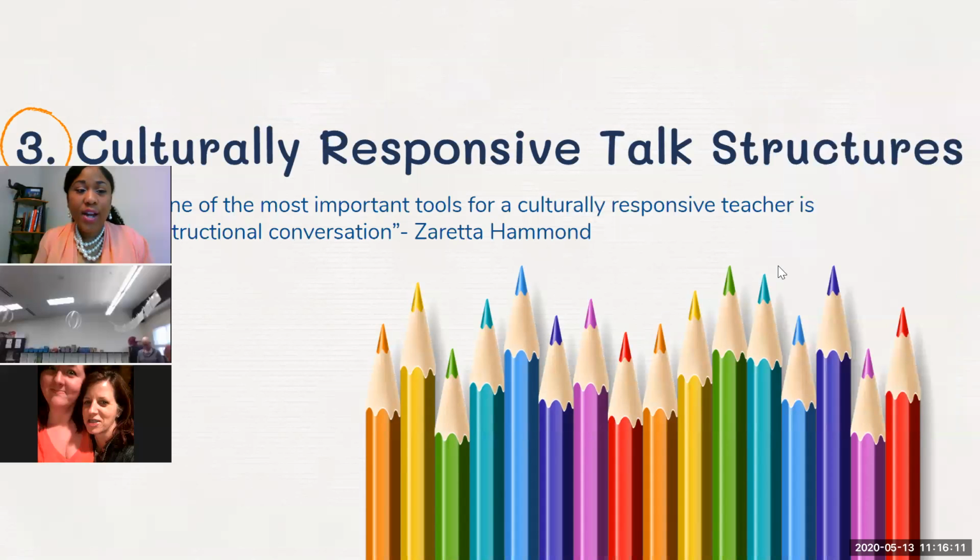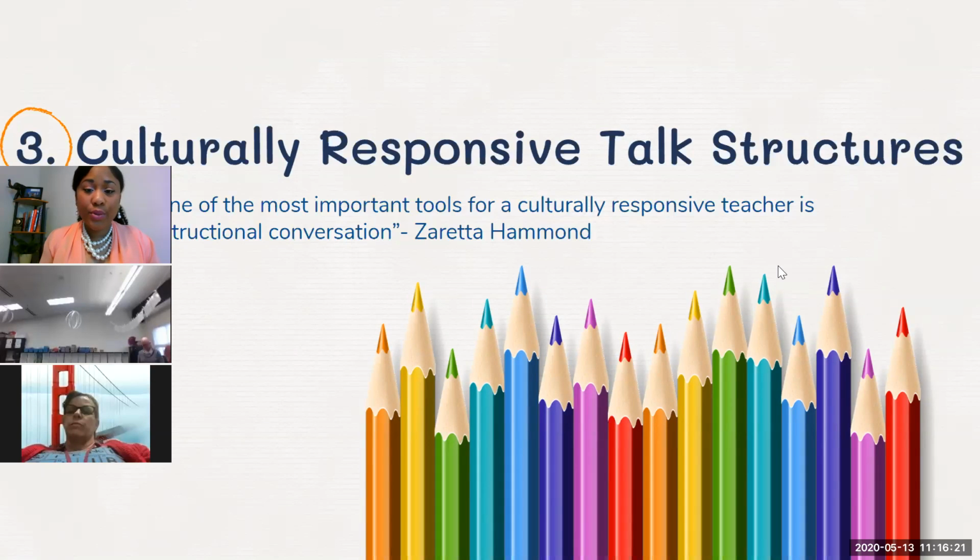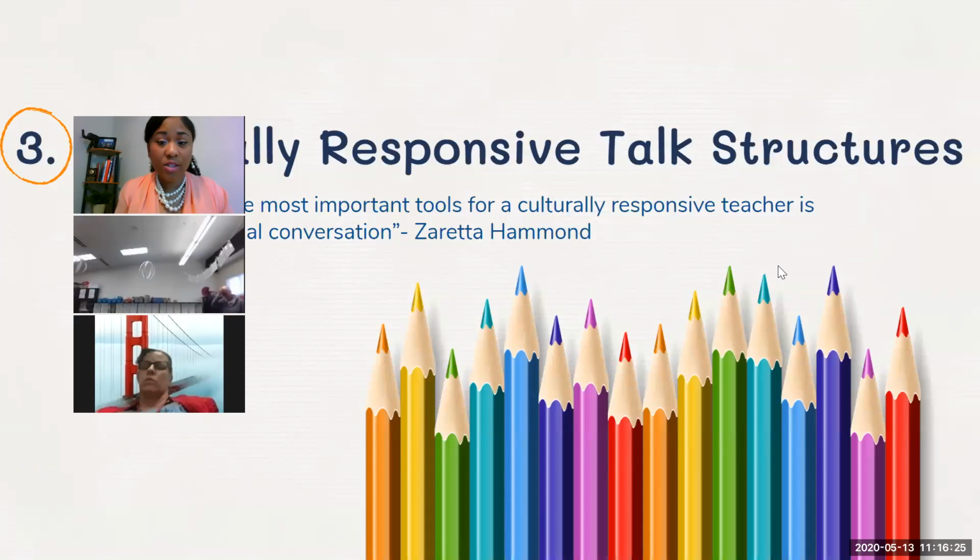All right, so now we're going to get into the actual strategies that you can implement in your classroom. Culturally responsive talk structures. One of the most important tools for a culturally responsive teacher is instructional conversation. This is what Zaretta said as well.